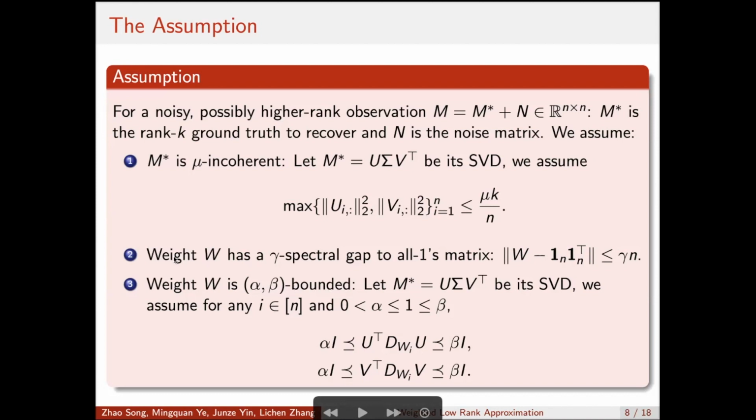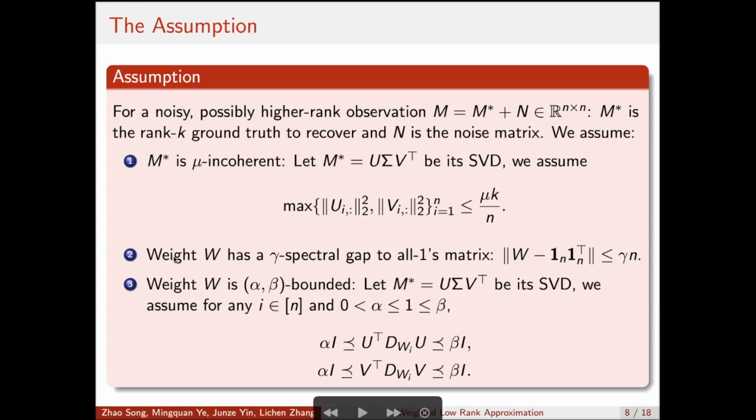The assumption ensures that the row and the column space of M star are well distributed over its coordinates, avoiding the concentration of values in a few rows or columns. This concept is standard in matrix completion tasks.